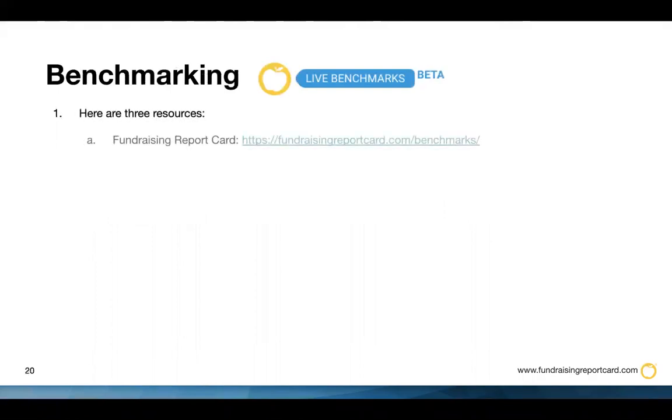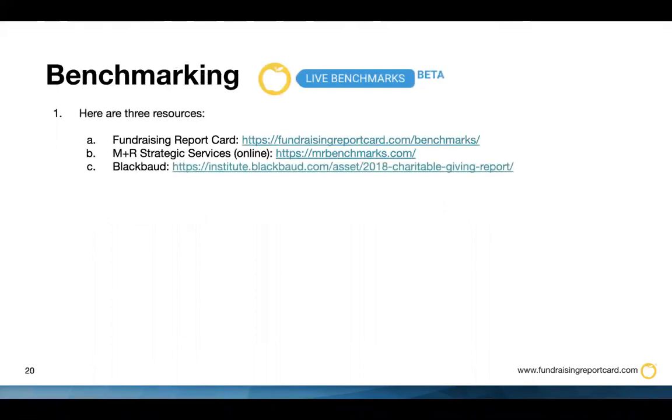Here are a couple resources, 3 of them to be specific. Fundraising Report Card, we actually have a benchmarking tool at fundraisingreportcard.com/benchmark that's in beta, so it's a little bit rough, but it's actually some pretty good data out there based on various giving sectors: hospitals, environmental, political. There are a bunch of different sectors that are being measured, and benchmarks are being produced. We have about $39 billion in gifts. We measure a lot of the stuff that I talked about in the beginning of this, those 3 key metrics that I suggest should be your cornerstone. So it's a good place to start.